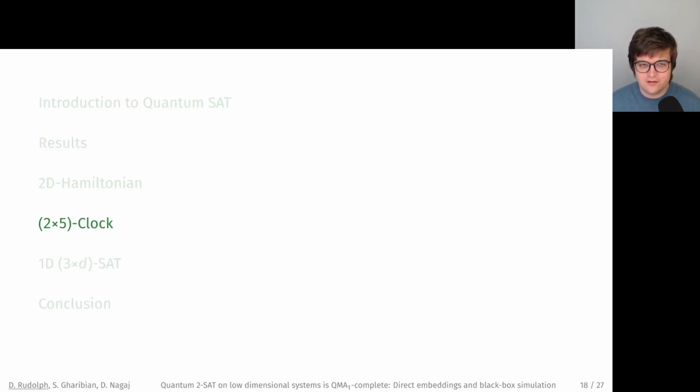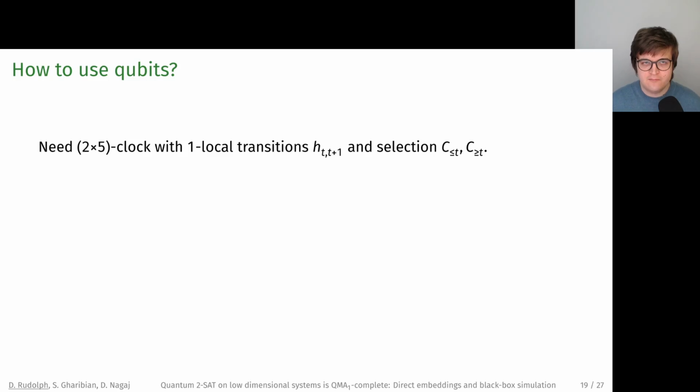Now let's go back to the 2x5 clock. The challenge here is how we can use qubits to any useful degree when we only have 2-local projectors. Recall that we need a 2x5 clock with 1-local transitions, h_t to h_{t+1}, and selection projectors c less than or equal to t or c greater than or equal to t.